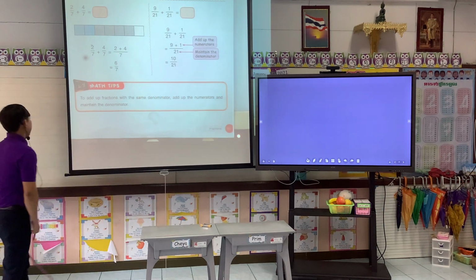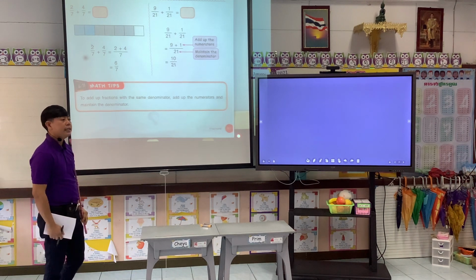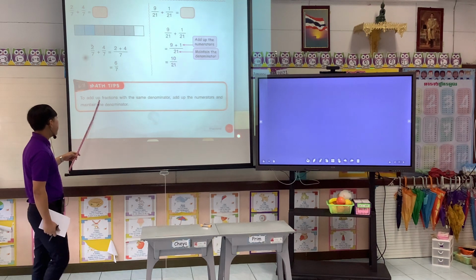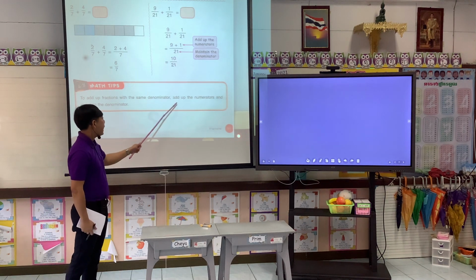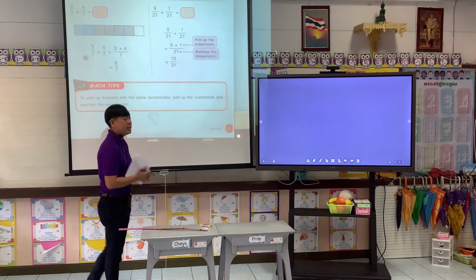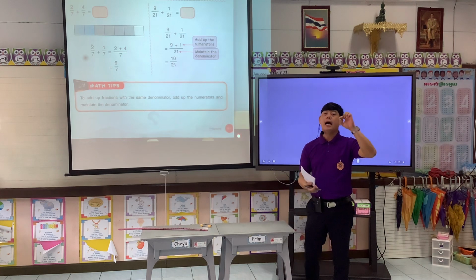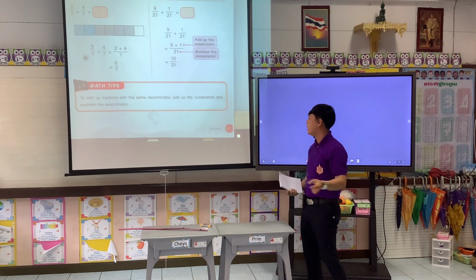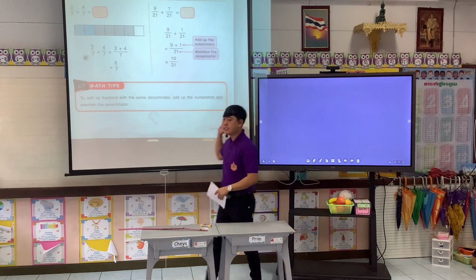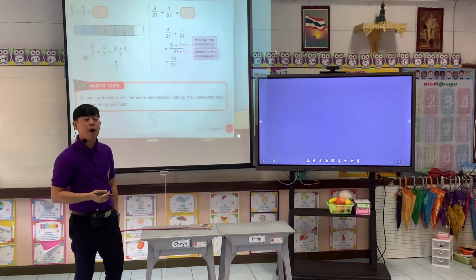So this is how to add fractions with the same denominator. Take notes. Here is a tip on how to add fractions: to add up fractions with the same denominator, add up the numerators and maintain the denominator. It's very easy to understand. When we add two fractions, you must add only the numerators, whether they are proper or improper fractions, and copy or maintain only the denominator. Do you understand? This is how we add fractions with the same denominator.